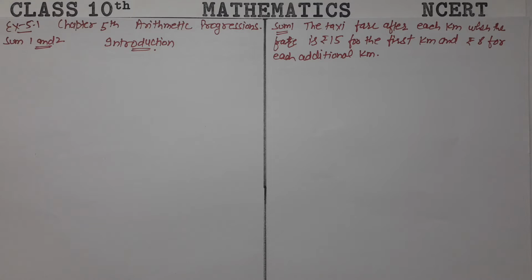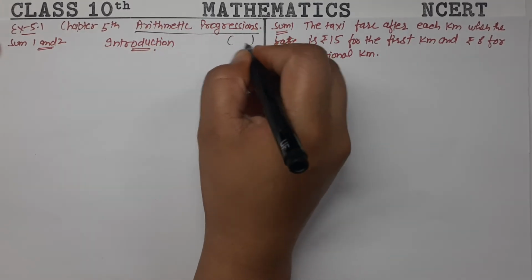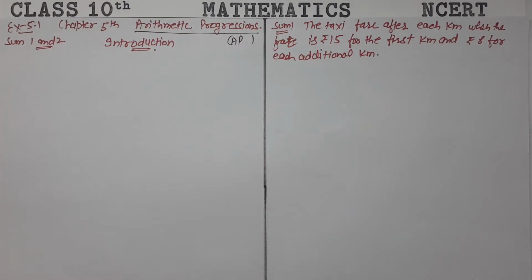Arithmetic progression. Sum number 1 and 2. Introduction. What is arithmetic progression? Short form AP.